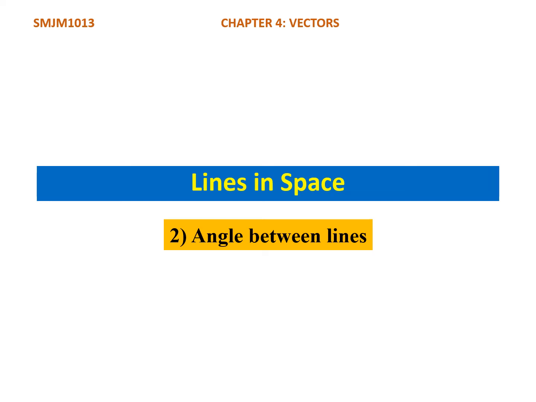So we now know how to find the equation of a line from the vector, and we can write the equation of a line in terms of symmetric equations and also parametric equations. Now we are going to the next topic in lines in space, which is the angle between lines. How to find the angle between lines.